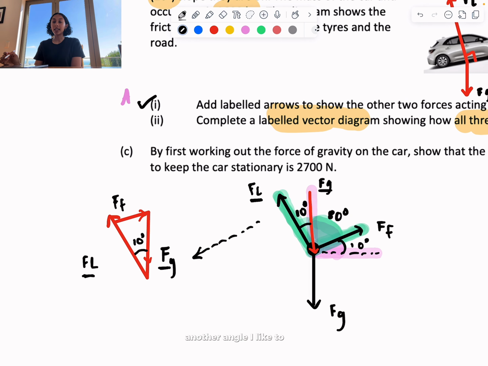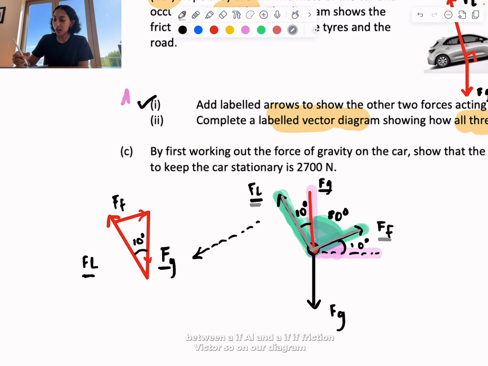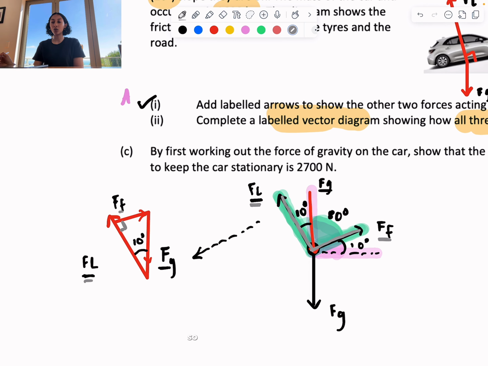Another angle I like to add is our 90-degree angle. So we can see from this diagram that one of the 90 degrees that's occurring between two vectors is between our FL and FF vector, okay? Between our FL and our FF friction vector. So on our diagram here, we know that there's a 90-degree angle occurring between FF and our FL vector. Okay, so we've got two angles that we've added to our diagram, which will be helpful for trigonometry later on.